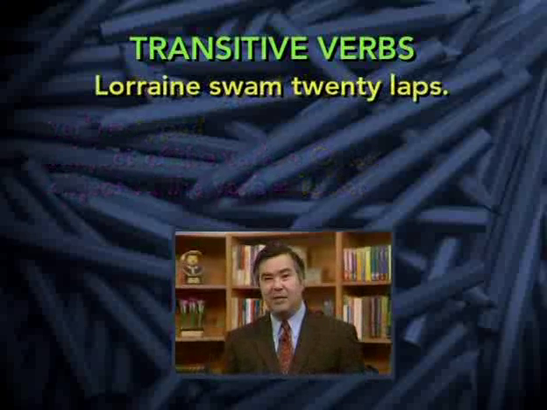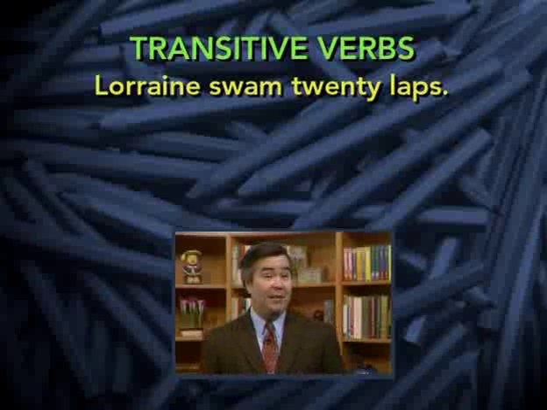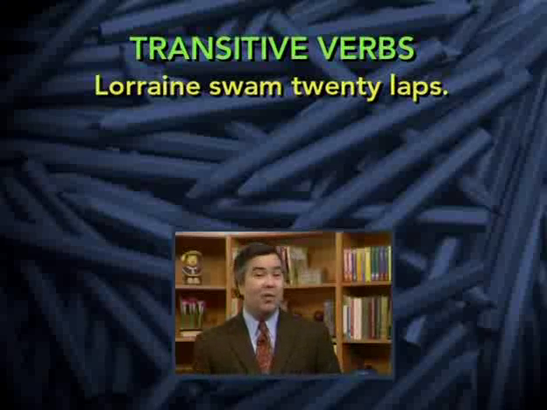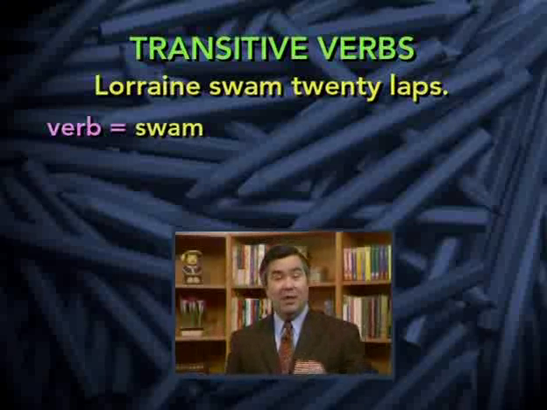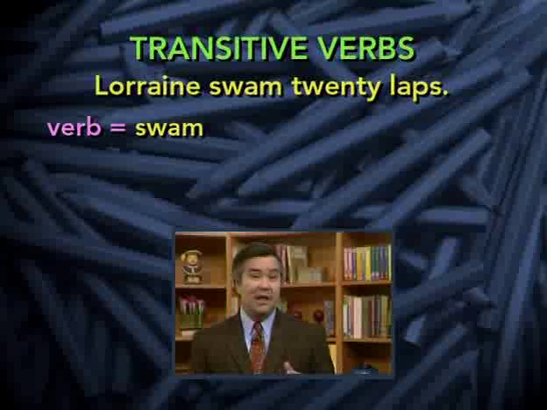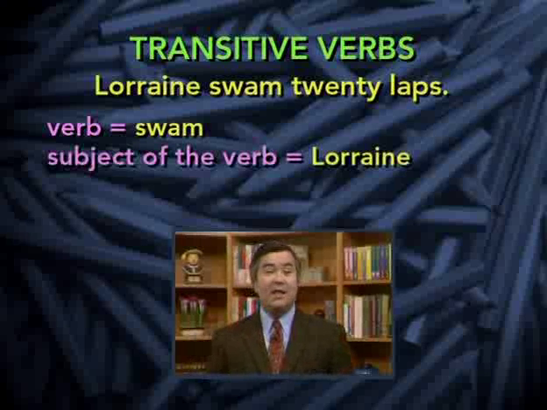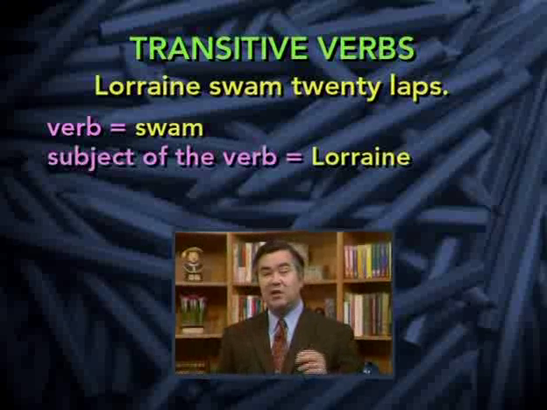Here's another example. Lorraine swam 20 laps. What's the verb in this sentence? The verb is swam. What's the subject of the verb swam? That is, who or what did the swimming? The answer, Lorraine. Lorraine swam.